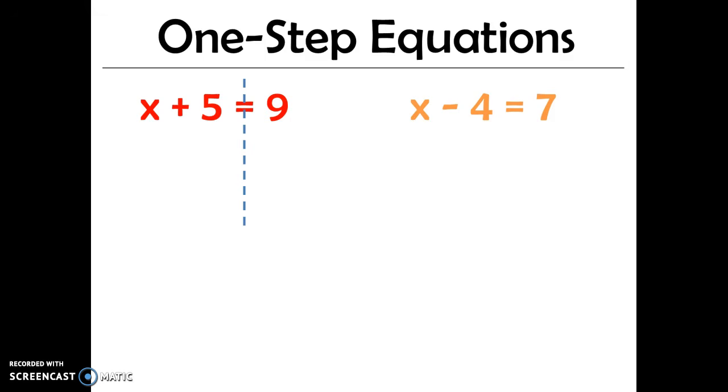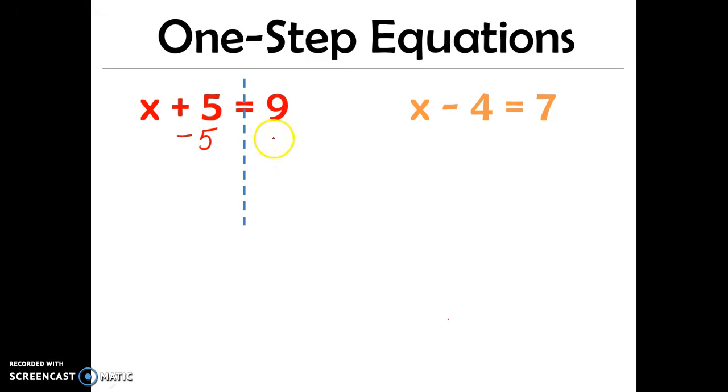So x plus 5 equals 9. The first thing you want to do is make sure everything that is not a variable goes to one side and the variables go to another side. So you're going to have letters on one side and non-letters, or what we call constants, on the other side. So if you look at x plus 5 equals 9, the x is not by itself. It has the 5 with it. So we are going to get rid of that 5. Since it's x plus 5, to get rid of it, you do the opposite. So we are going to subtract 5.